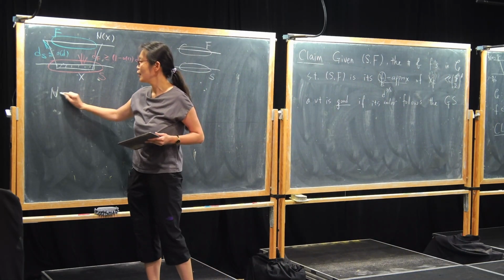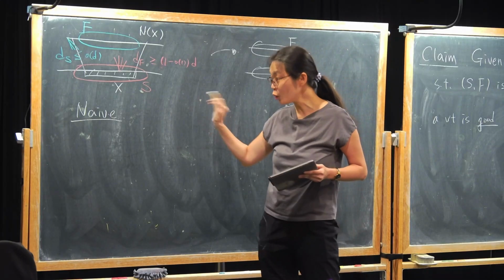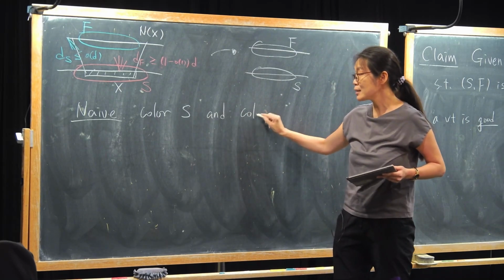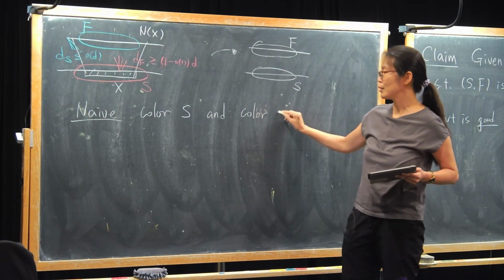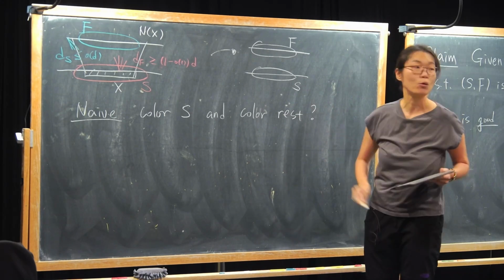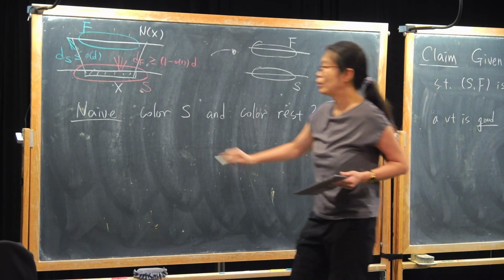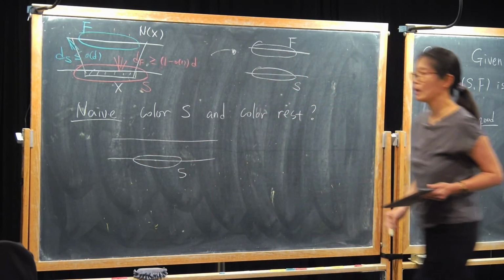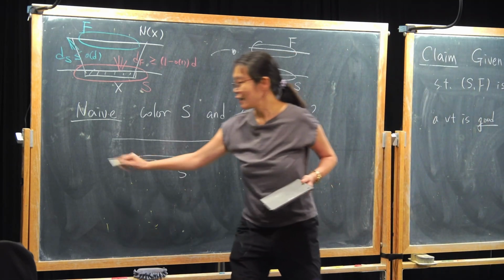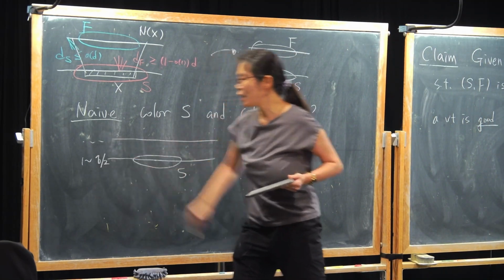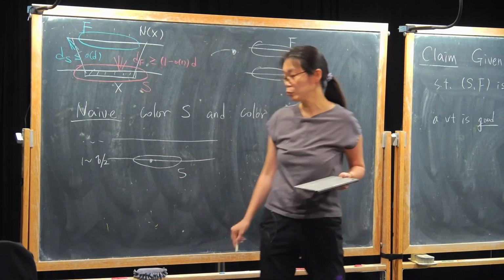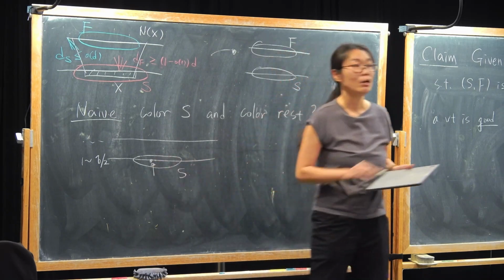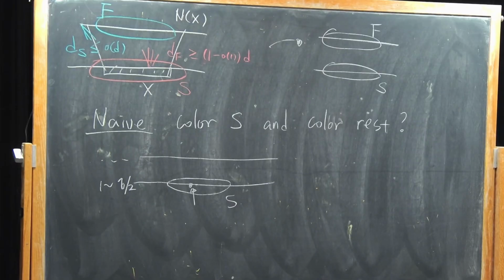And then first, let's think about some naive approach. So one naive approach is to color S and then color the rest, and see what goes wrong with this approach. So this is our picture, and then this is our S. And then we know that the ground state is like 1 to q over 2 and so on. Then let's say we pick a vertex from S. How many color choices does this vertex have?